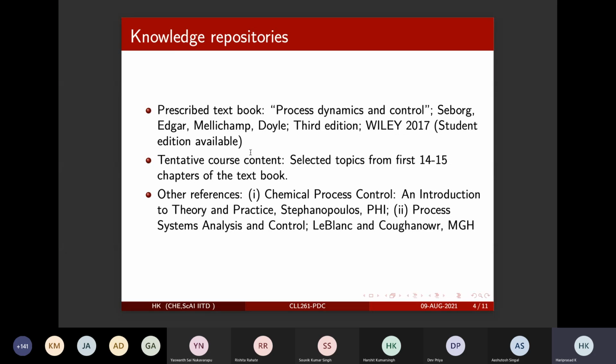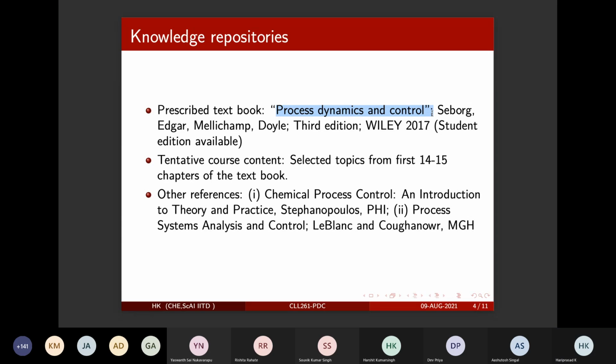Okay, so most likely for the content I would follow this particular textbook, Process Dynamics and Control by Seborg, Edgar, Mellichamp, and Doyle. That is fairly modular in nature. It is very nicely modularized in terms of topics, and it's an easy read. So I would most likely follow it.